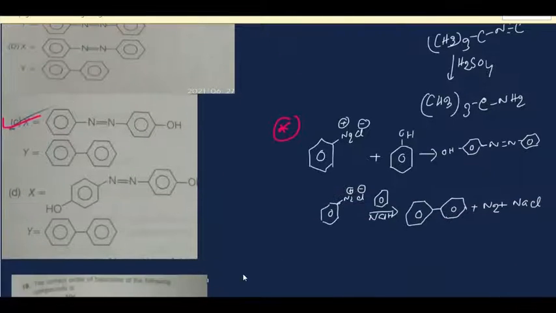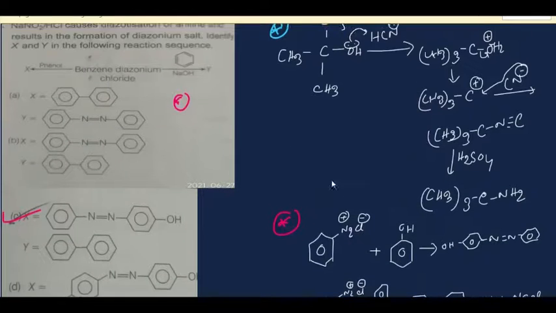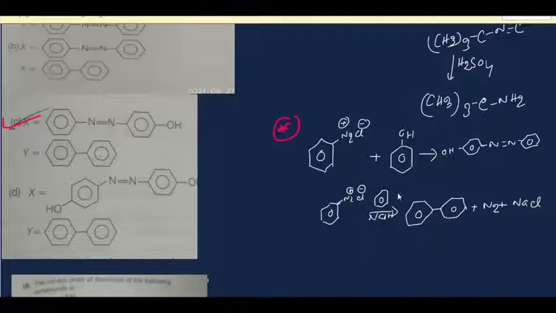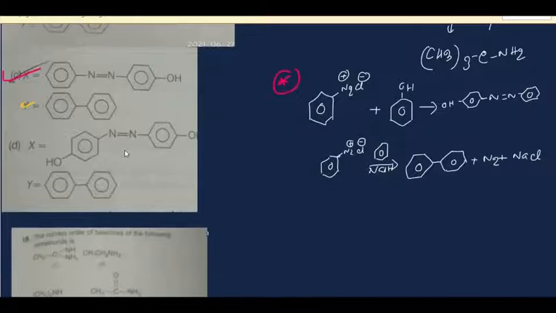So first, see, benzene diazonium chloride plus phenol gives this compound, right? And when it reacts with benzene in NaOH medium, it gives this one, plus NaCl, and the diphenyl group, this one, right?